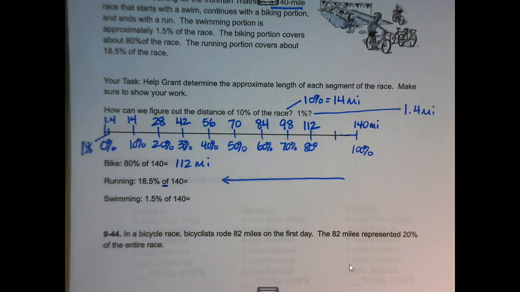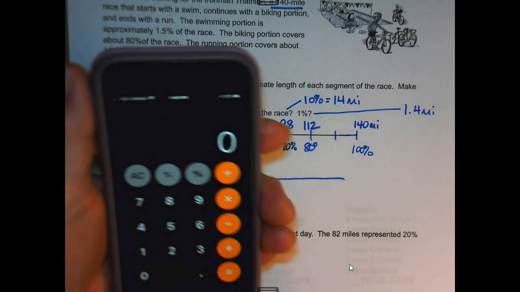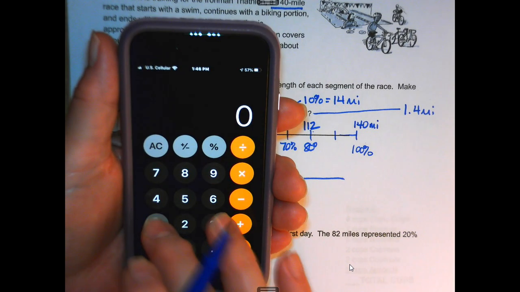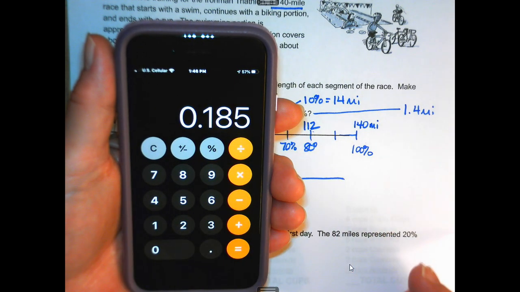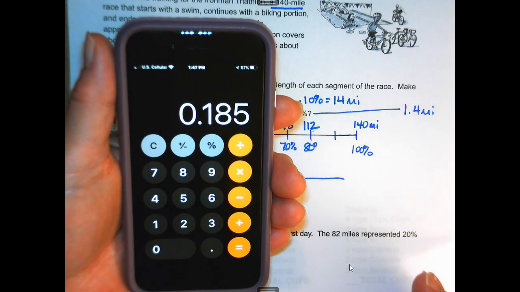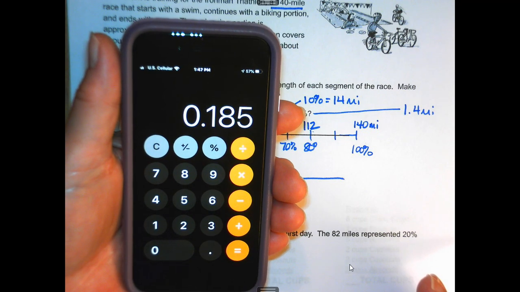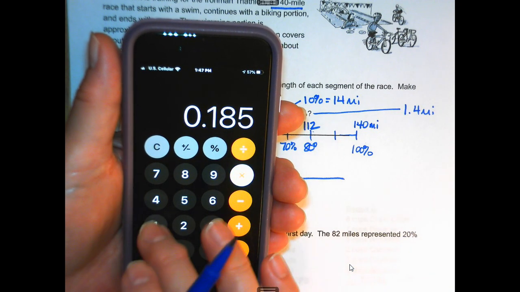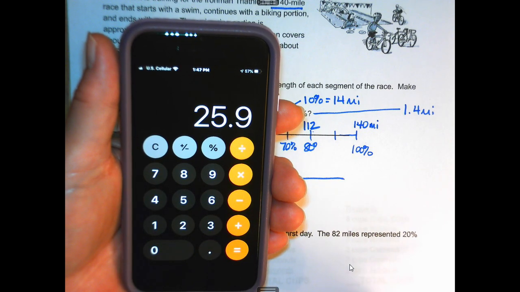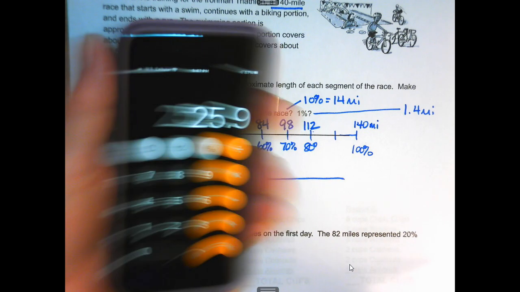Well, if I multiply 18.5% times 140, let's see what happens. 18.5%. Uh-oh. Look at that. It automatically changed it into the decimal equivalent. Times 140 equals 25 and 9/10.